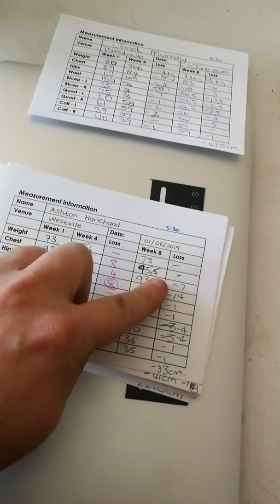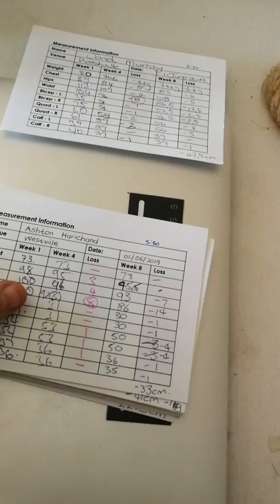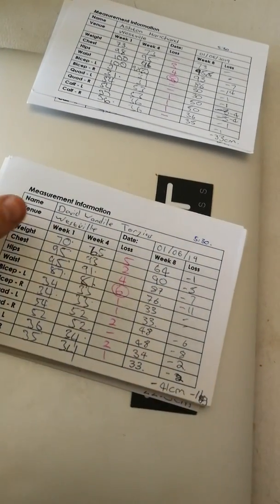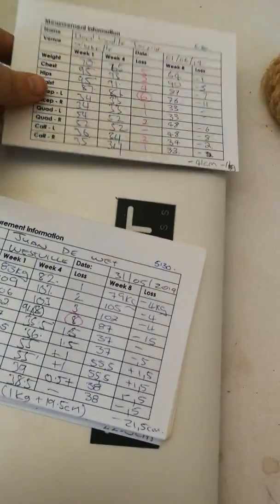You're a perfect example. No weight loss for Ashton, but he lost 14 centimeters on his waist. Sometimes it's so important to know that your body is changing, muscle mass is increasing, body fat is dropping. It's not necessarily a scale weight. 11 centimeters in 8 weeks for David.